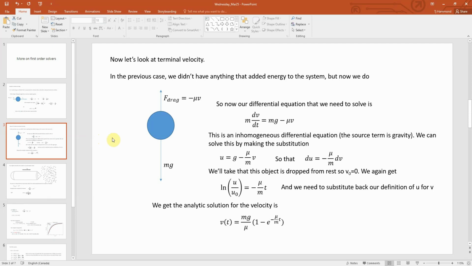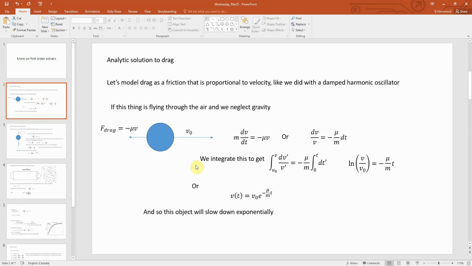In the previous case, we didn't have any added source term. So that was a homogeneous differential equation. And when I say homogeneous differential equation, I mean basically all terms in v can go onto one side of this equation, and anything that's not a function of v can go on the right-hand side, and that's going to be equal to 0.